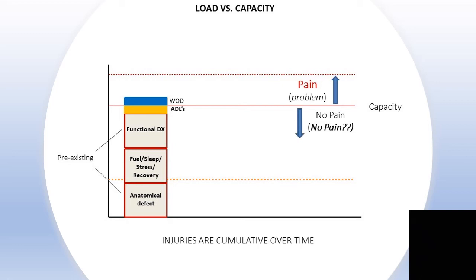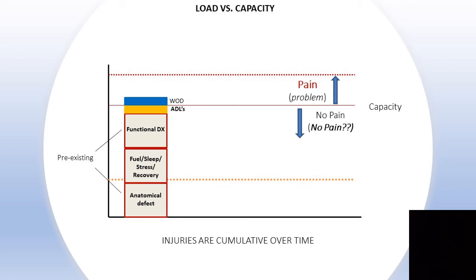The next block, fuel, sleep, stress, and recovery, is somewhat manageable and under our control. How much sleep are we getting? Are we recovered? Are we overstressed? And then lastly, the functional diagnosis block. This is where muscle imbalance comes in, poor movement in a joint, soft tissue adhesion. So we can address all three of those.